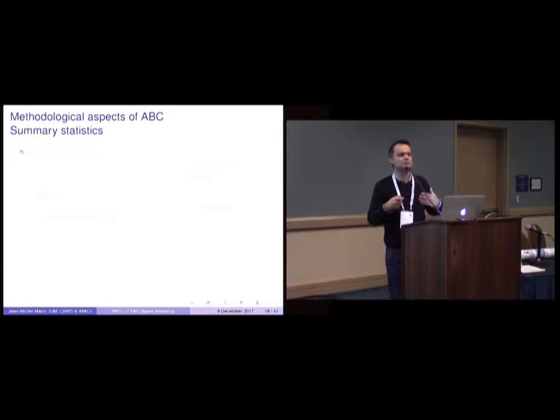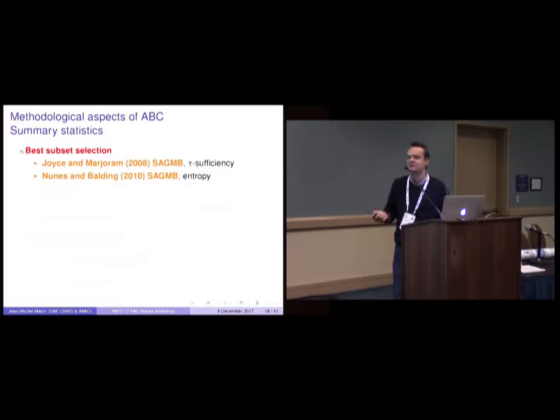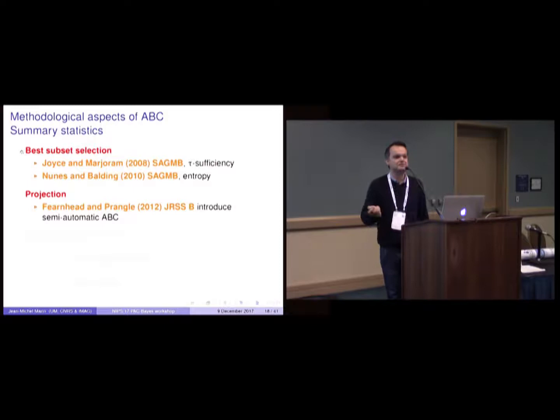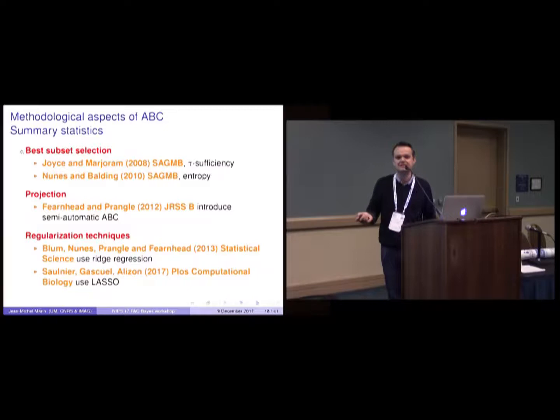So there is a best subset selection method, which is based on criteria like sufficiency or entropy. There is some projection method, the semi-automatic ABC method of Fearnhead and Prangle in JRSSB, which is a discussion paper. And you also have some regression techniques, ridge regression from Blum and co-authors, and Lasso from Saulnier and co-authors here. So, some different ways to select or to weight the summary statistics using standard statistical tools for regularization.